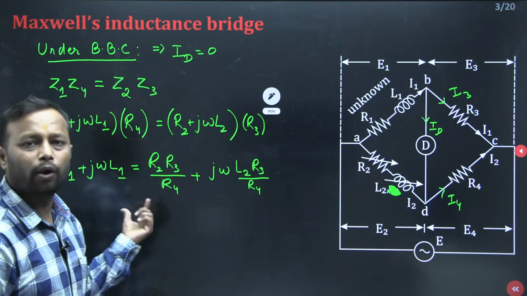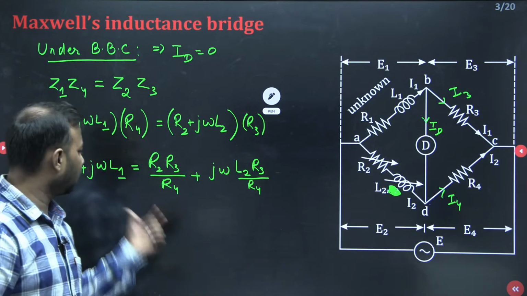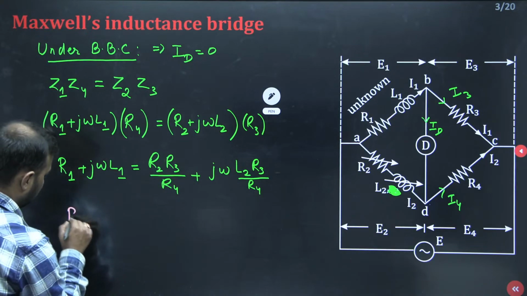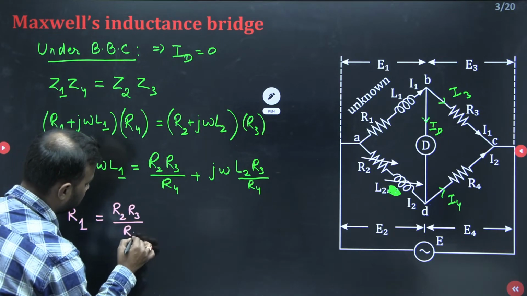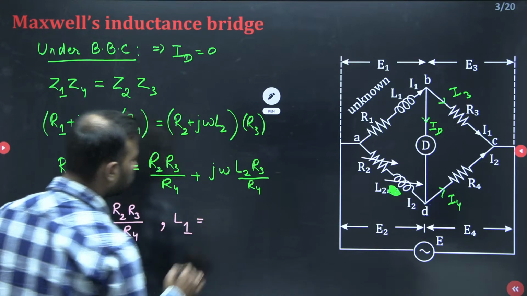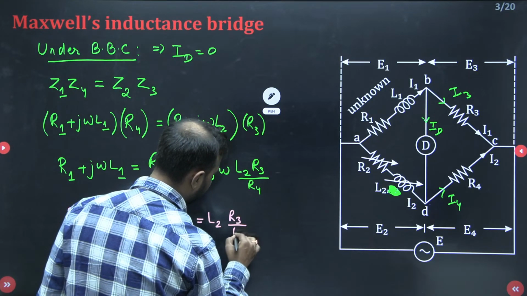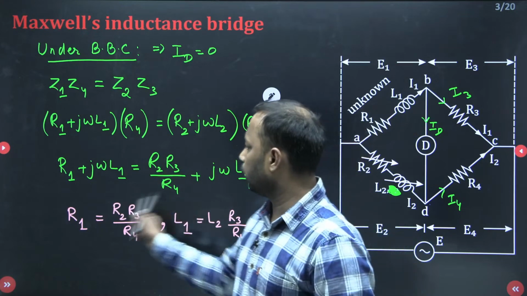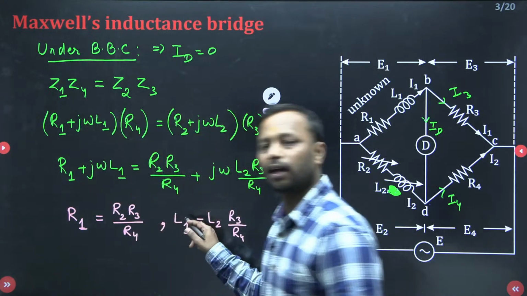Now these two equations are going to be equal if the real parts of both sides are equal as well as the imaginary parts on both sides are equal. So from the real part, R1 is equal to R2 R3 by R4, and from the imaginary part, if the imaginary parts are equal, then L1 will be equal to, what will it be? L1 will be equal to L2 times R3 by R4. So in this manner, by the help of R2 and L2, we are going to balance the bridge such that we get the R1 value as well as the L1 value.